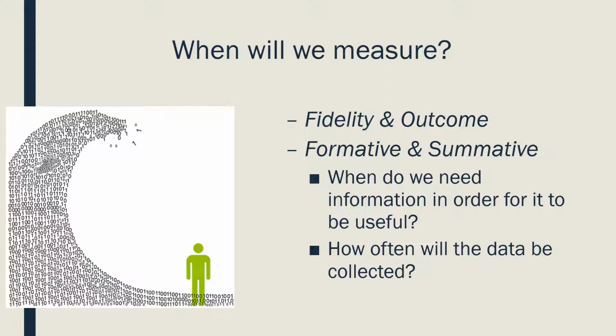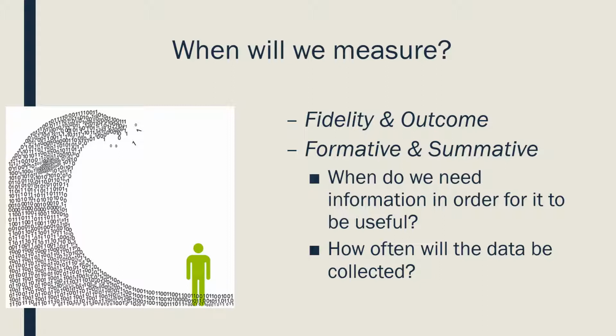Define how often you'll collect formative fidelity measures to see how are we doing? Are we making progress? Do we need to monitor this on a monthly basis? Do we need to look at this quarterly? When are we going to look at these measures? Also determine when do you need those data so that you can evaluate progress and make decisions.